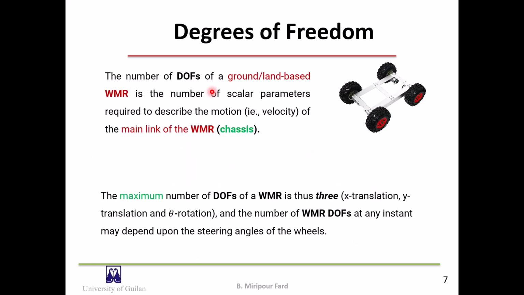In summary, the number of degrees of freedom of a ground land-based wheeled mobile robot is the number of scalar parameters required to describe the motion, that is velocity, of the main link of the wheeled mobile robot, which is chassis. The maximum number of DOFs of a wheeled mobile robot is thus 3: x translation, y translation, and theta rotation. And the number of wheeled mobile robot DOFs at any instant may depend upon the steering angles of the wheels.